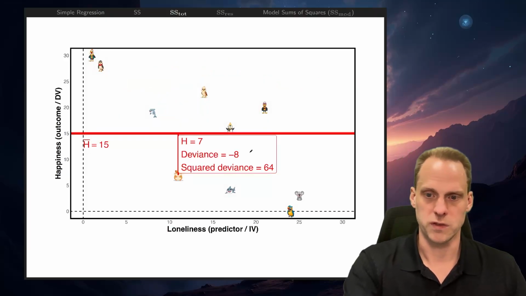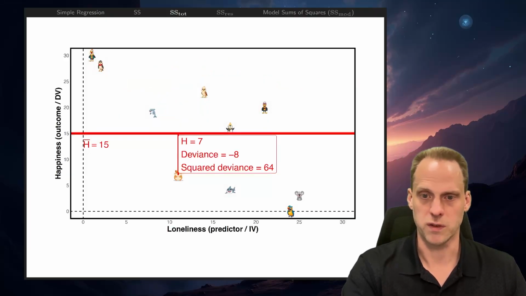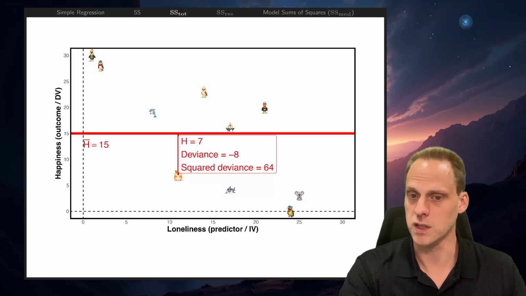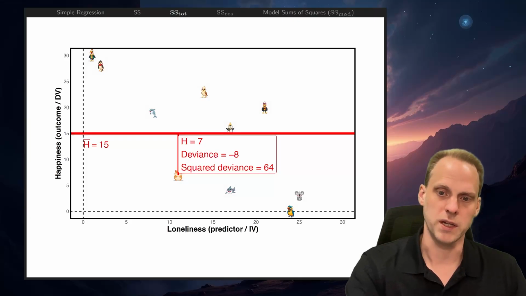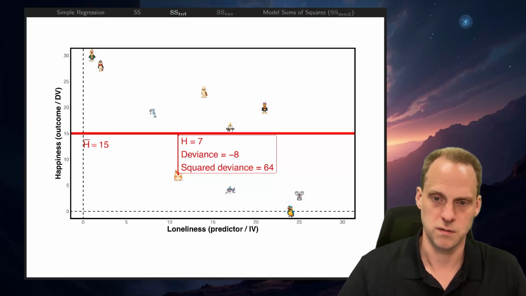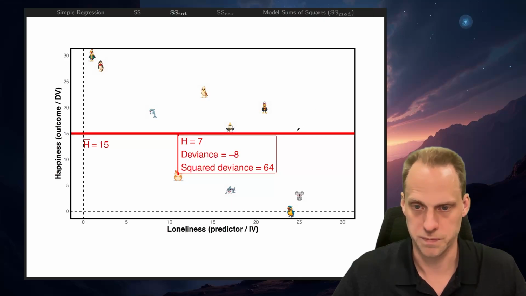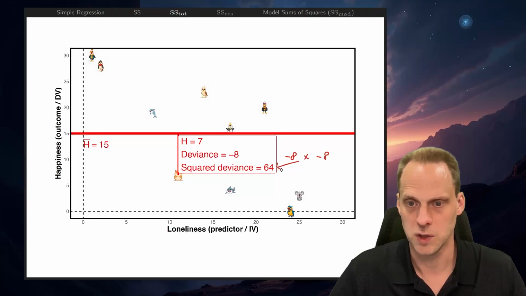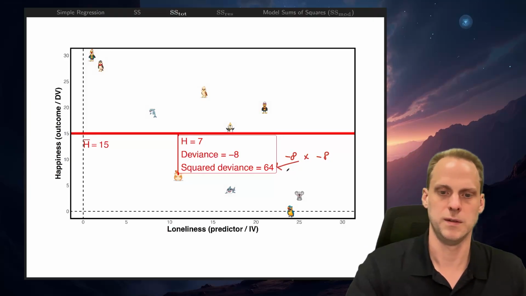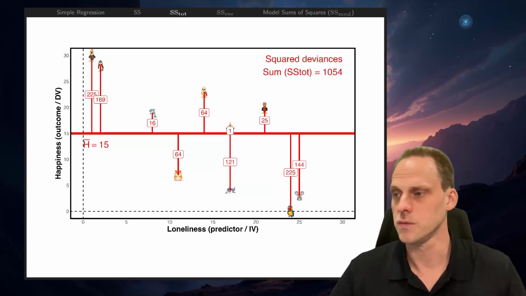Okay, we can do this for this one, which I already highlighted. So 7 minus 15 is minus 8. But yeah, minus 8 times minus 8 is a positive number, 64 in this case. So minus 8 times minus 8 becomes 64. We do that for every data point.